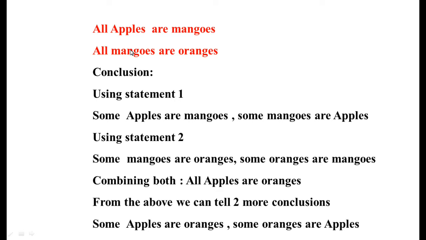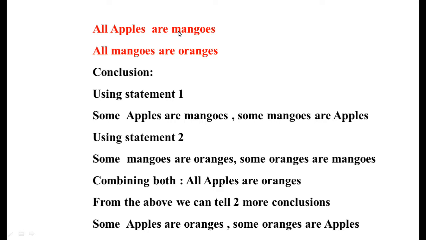That is also true. Using the second statement, what is the second statement given? All mangoes are oranges. So what we can say, instead of all, we can replace with some. Some mangoes are oranges. And one more conclusion is some oranges are mangoes. So now we have seen these two statements.